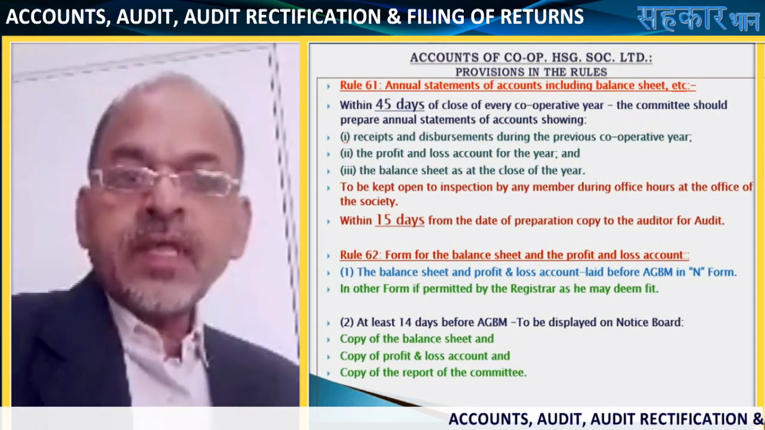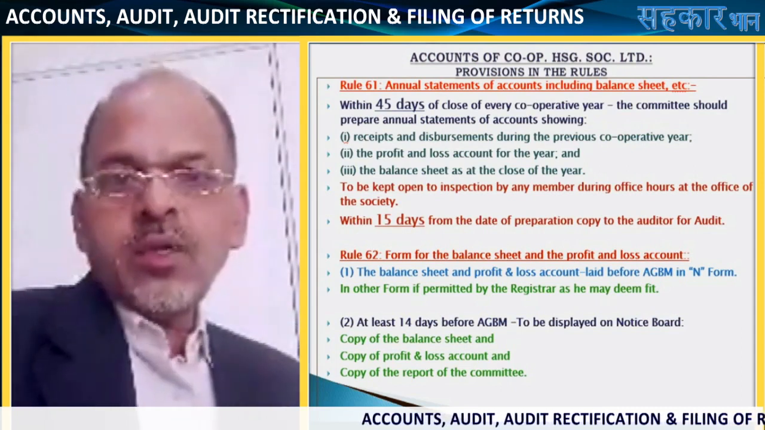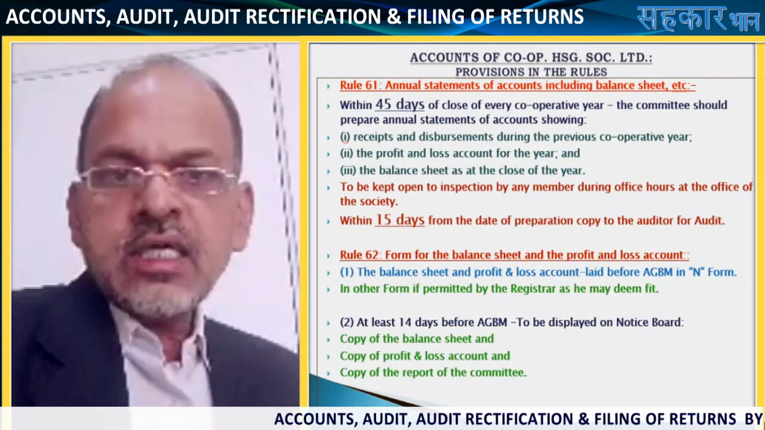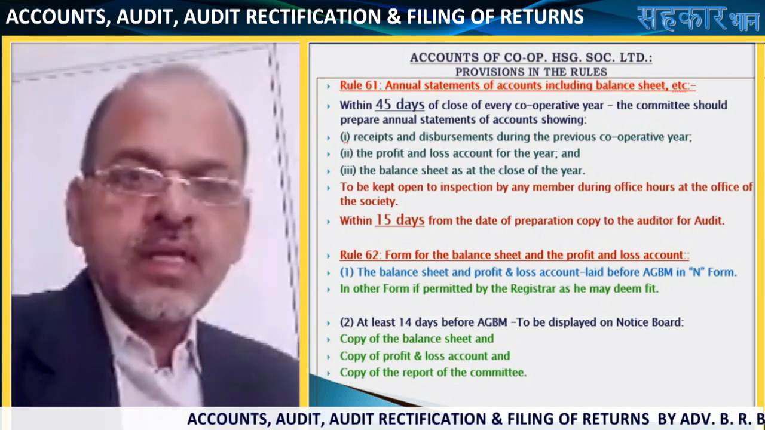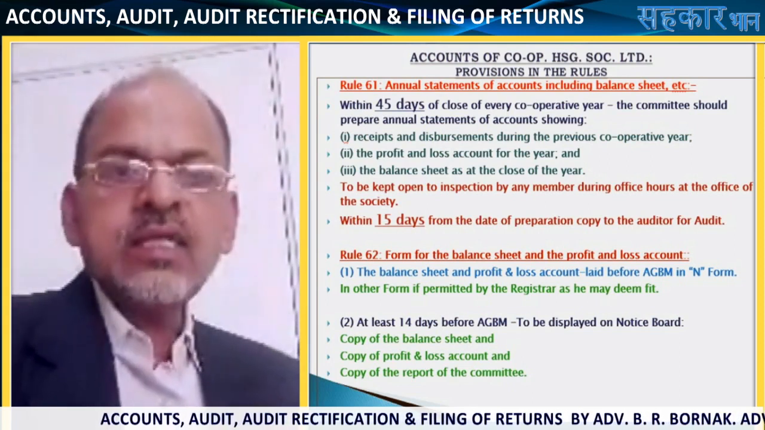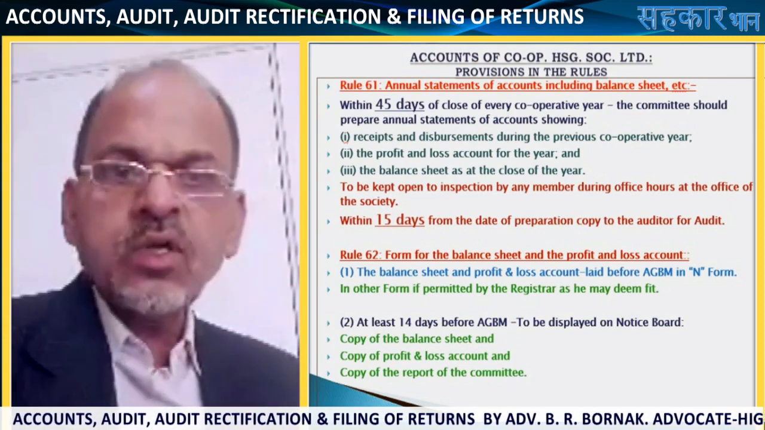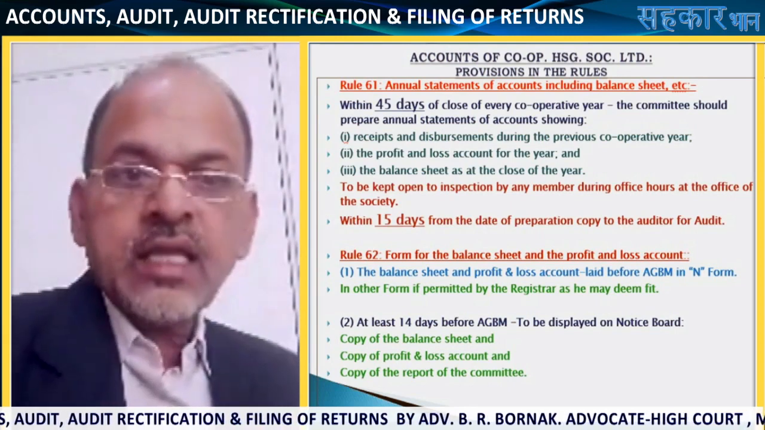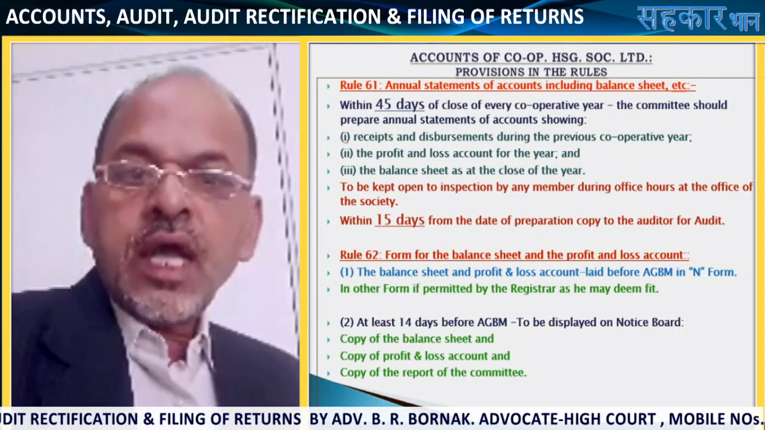If permitted by the registrar, the society can adopt another form. Otherwise, if not permitted by the registrar, then it is mandatory for every cooperative society to prepare a balance sheet and profit and loss account. In a cooperative housing society, that is an income and expenditure account, because a cooperative housing society is run not for profit. That is why they are non-profit societies, hence they cannot prepare a profit and loss account.